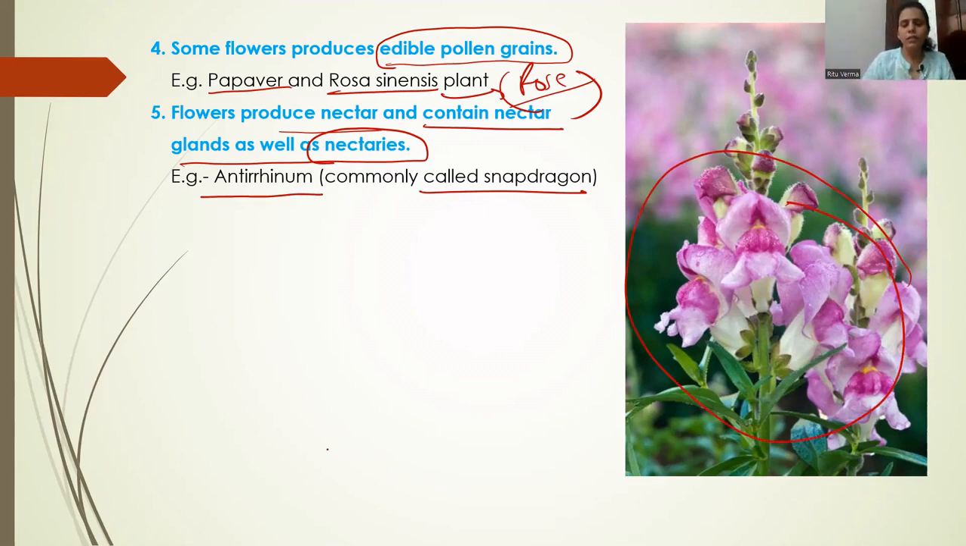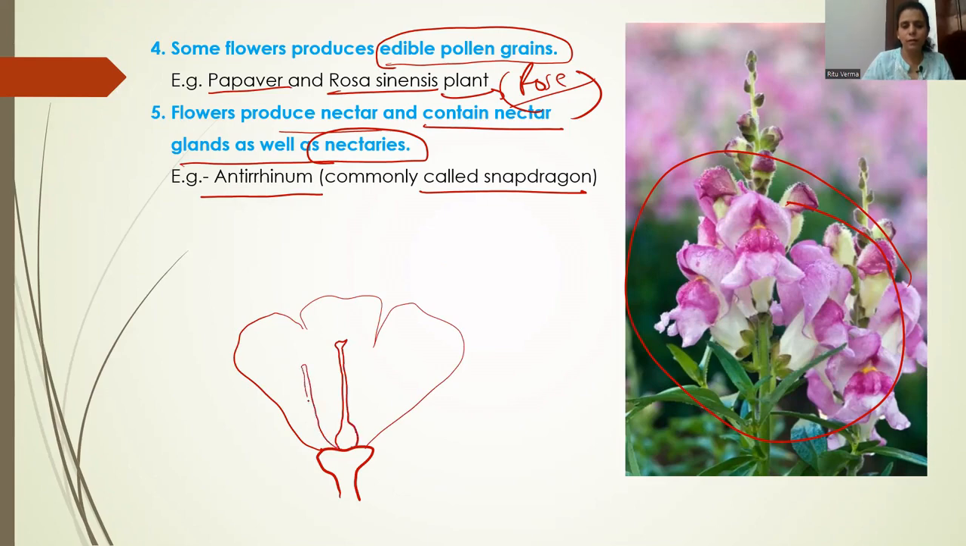What happens in such a plant is, for example, this is the thalamus. Here you have these petals. In the center you have stigma, style and ovary. The pistil is present, and then you also have the stamen, anther and filament.